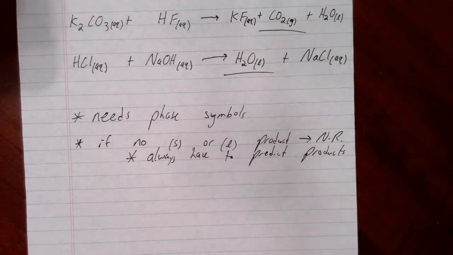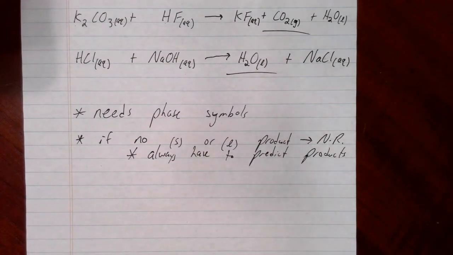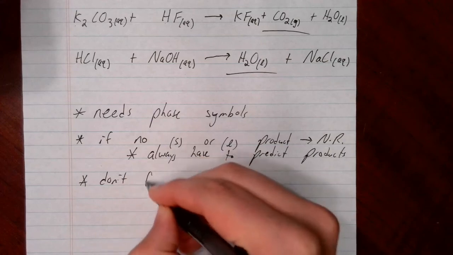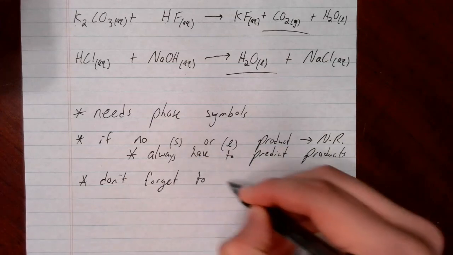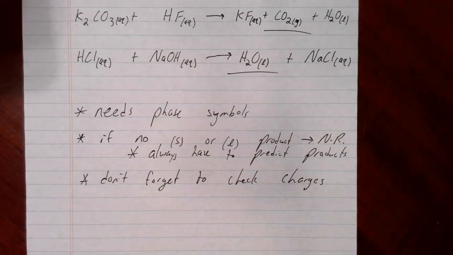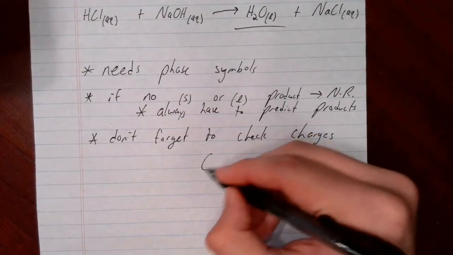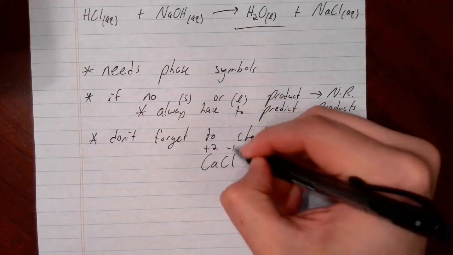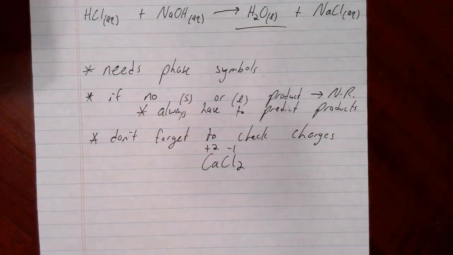I know a lot of times with single replacement reactions, we didn't have to predict the product. We could tell if it happened or not without writing the products. But in order to predict the products of double replacement reactions, you have to go ahead and predict the reaction all the way through. So don't forget to check charges. What do I mean by that? If you have something like CaCl, don't get in a hurry and forget to check your charges. Plus 2, minus 1, cross it and get CaCl2.